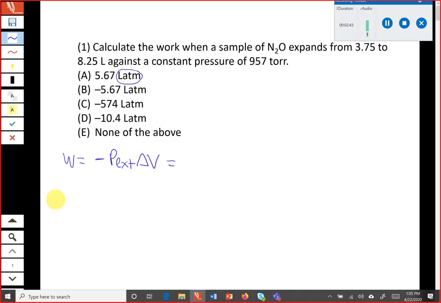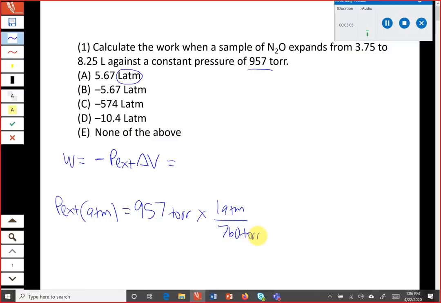So now that we've gone through all the chapter 8 stuff, what we can know is that if we want to get the external pressure converted to atmospheres, which is what we need in this problem, we have 957 torr as the external pressure that we're given, and we're going to use the very familiar conversion factor that 1 atmosphere is 760 torr, and that's going to give us an external pressure of 1.26 atmospheres.